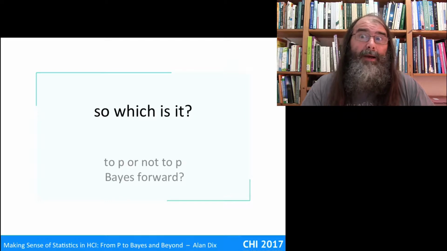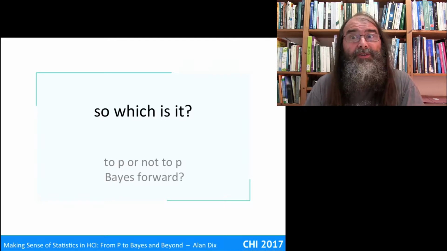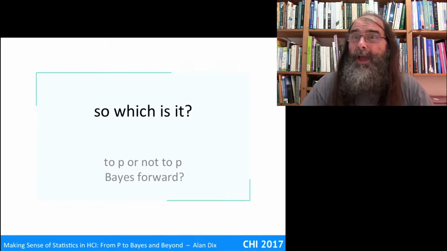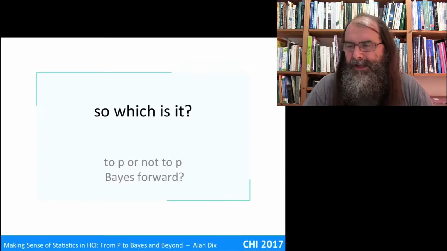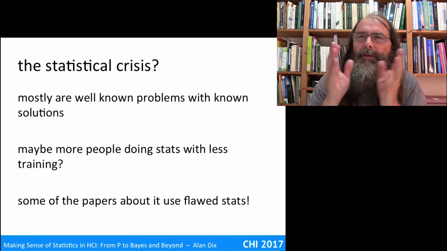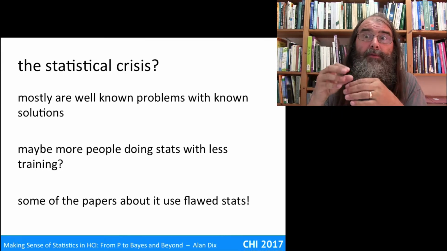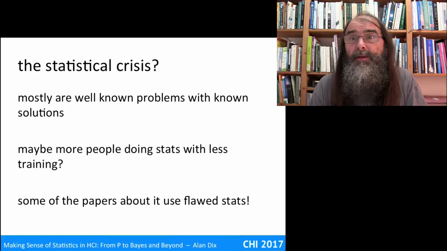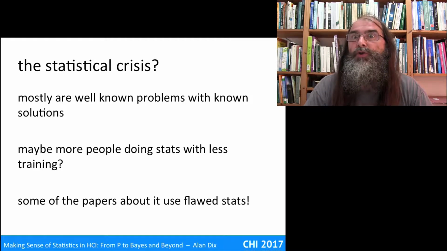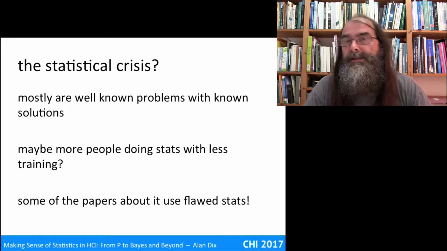So we've talked a bit about Bayesian statistics and traditional statistics, and now I'm going to nail my colours to the mast and actually say, okay, which is it? Which should you be using, to P or not to P? That is the question. Part of the reason for talking about these distinctions, and you might have heard about Bayesian statistics quite a bit, is there's been a lot of talk about a statistical crisis.